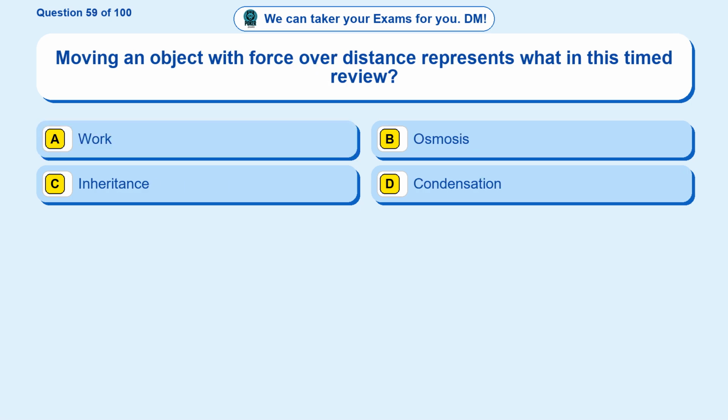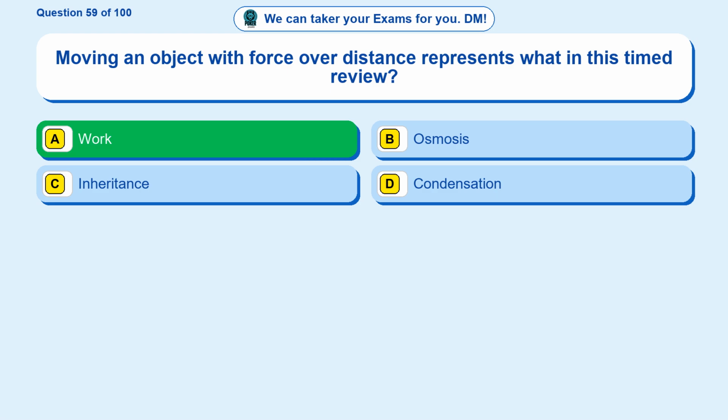Question 59. Moving an object with force over distance represents what in this timed review? Option A, work. Option B, osmosis. Option C, inheritance. Option D, condensation. The correct answer is option A.